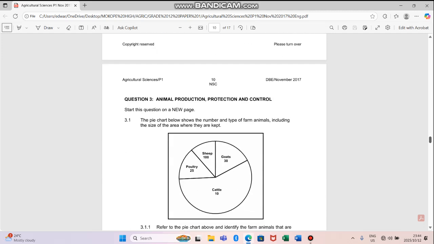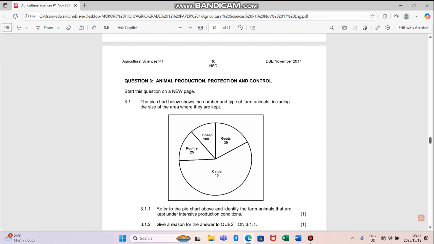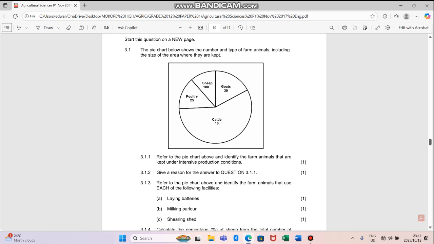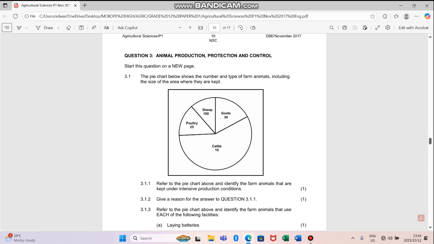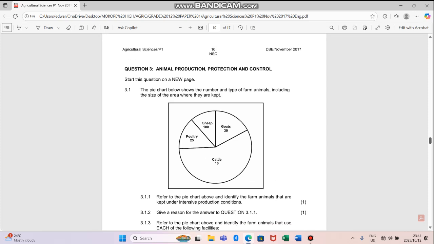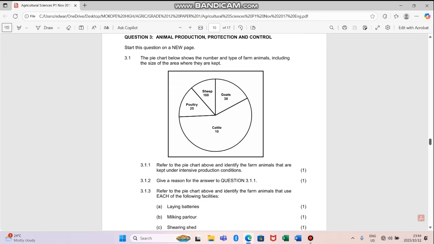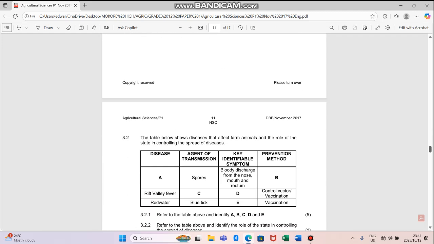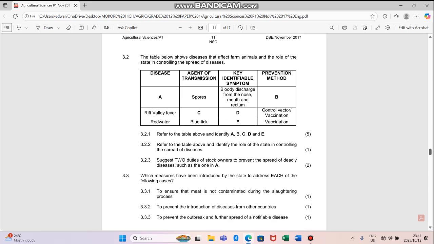In question 3, you'll be having animal production, protection, and control, where we'll be looking at the production systems that we rear our farm animals under. We have the intensive production system and extensive production system, where they differ in some of the technicalities that are involved, such as some of the problems, such as the diseases.